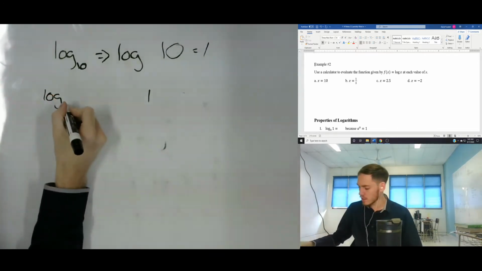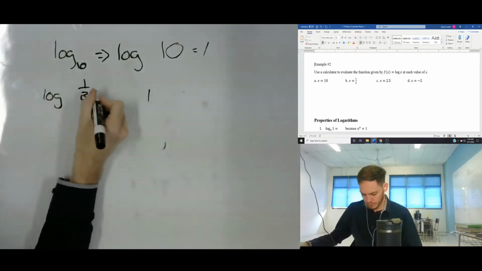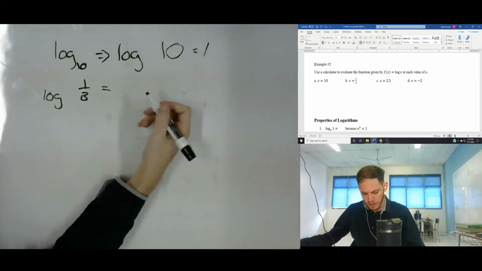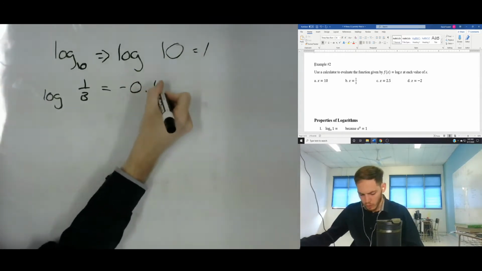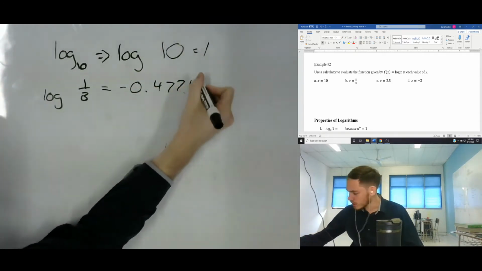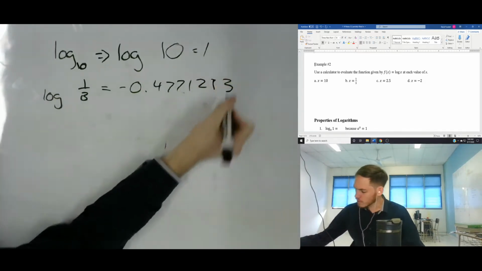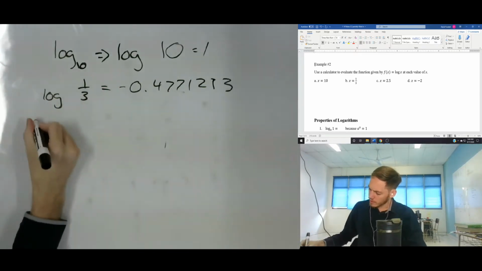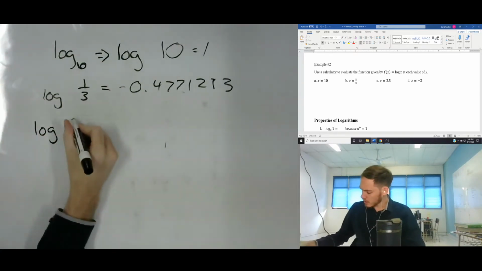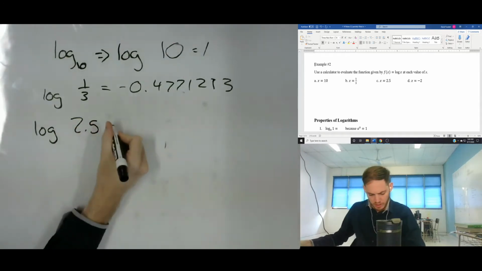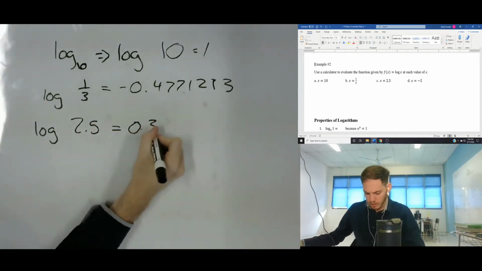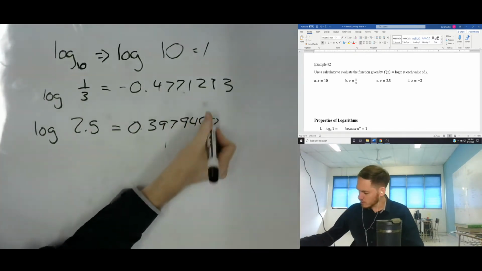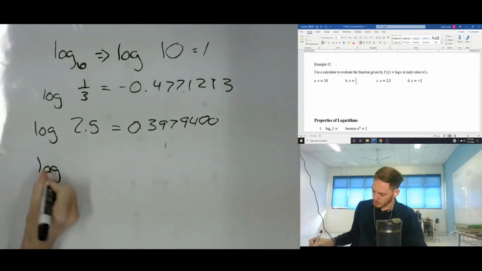Log of 1/3 is going to equal, and this should be a decimal, -0.4771213. Okay, it's not an 8. Log base 10 of 2.5 is going to equal 0.3979.